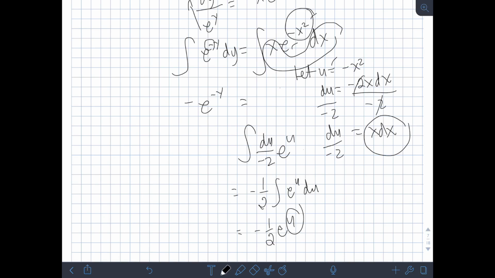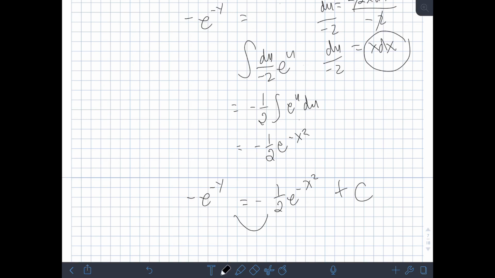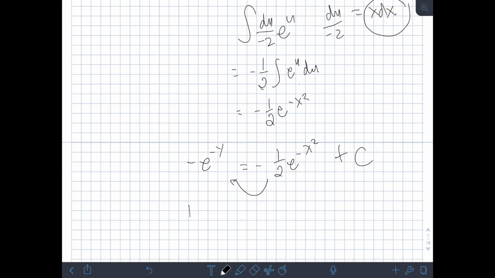But yung u natin is palitan natin ng in terms of x na negative x squared. So, parang meron na tayong negative e raised to negative y equals negative 1/2 e raised to negative x squared plus c. So, transpose ko na lang dito to. Magiging 1/2 e raised to negative x squared minus e raised to negative y equals c. Pinagbaliktad ko lang. Inuna ko to.